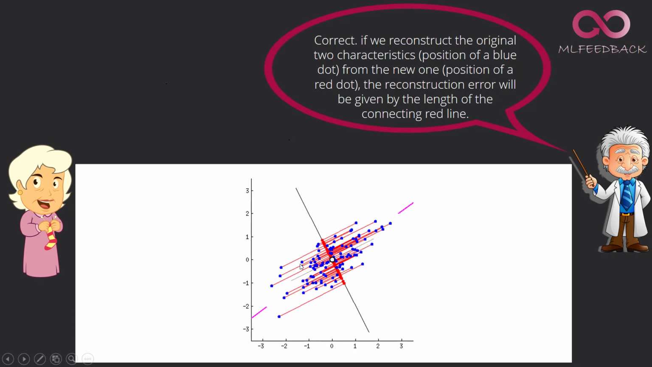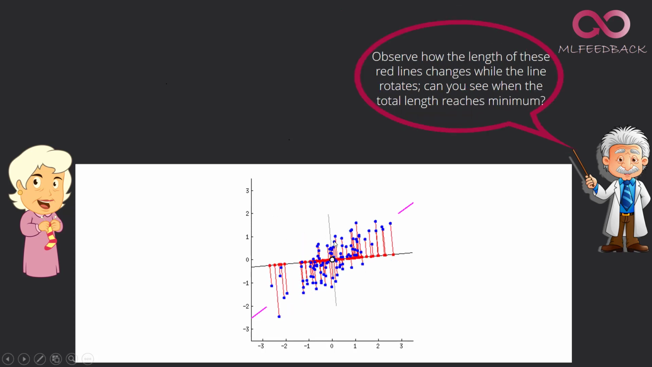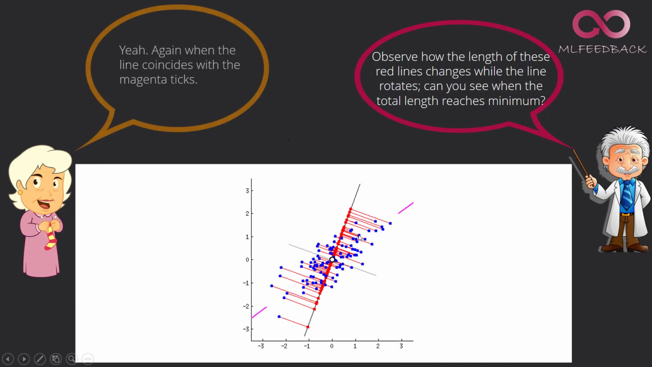Right? You see the lengths of these red lines also changing for different possible combinations of weights. Observe how the length of this red line changes while the line is rotating. Can you see now where the total length of all these red lines reaches minimum? At which point of time will the total length of all these red lines reach minimum? The point is coming up now when the line again coincides with the magenta ticks.